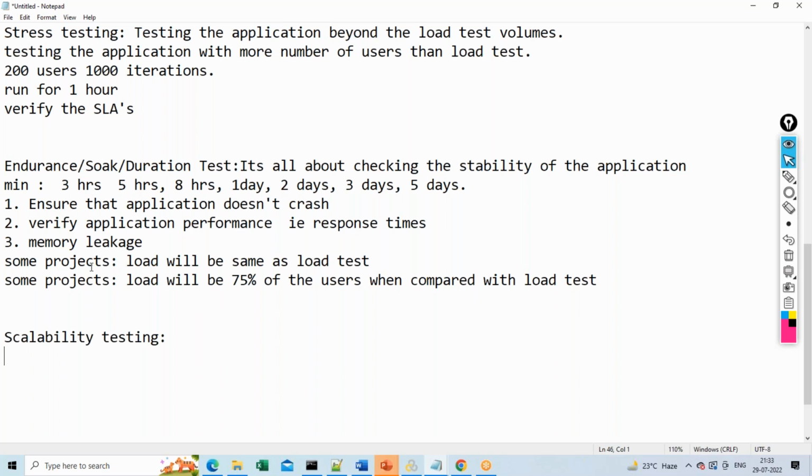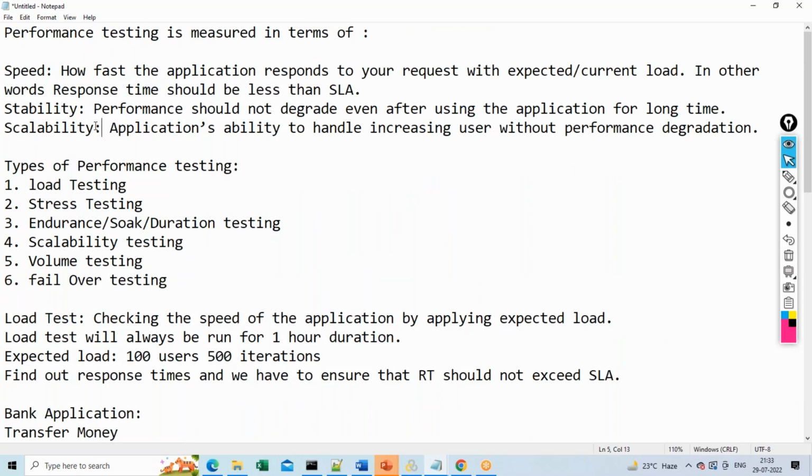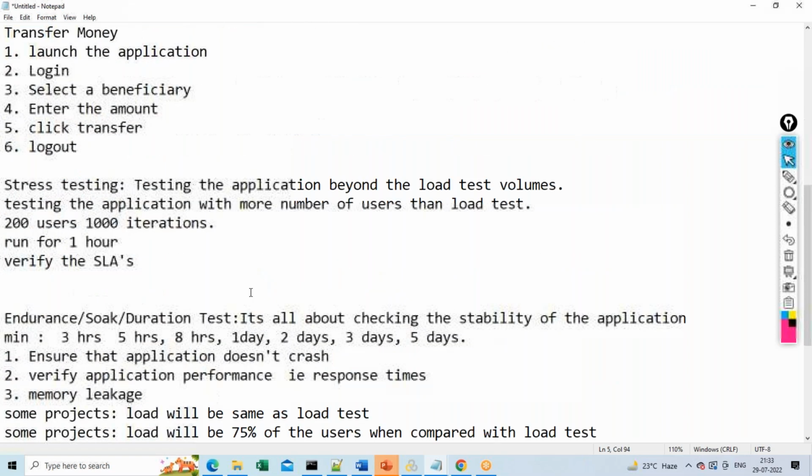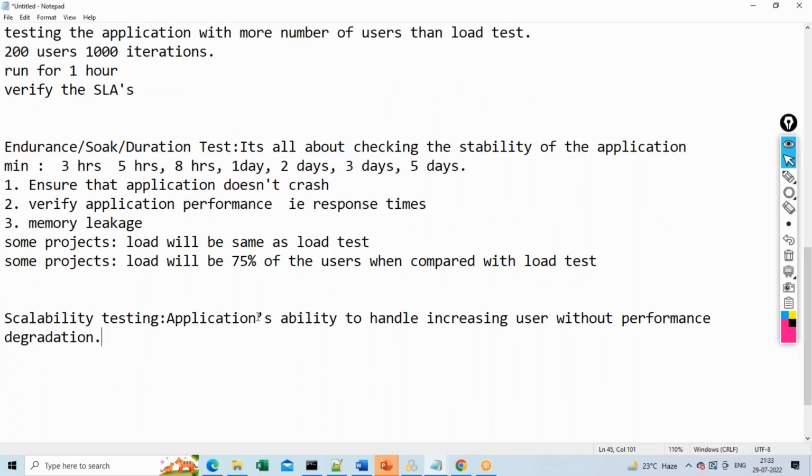So here, the term scalability, we can refer to it as it is. So you can use it: the application's ability to handle increasing users without performance degradation. What it means is, considering future growth, the client will tell, hey, can you run a load test with double the number of users, just to ensure that my application is able to withstand the load or not. Okay, so in that case you have to do it.